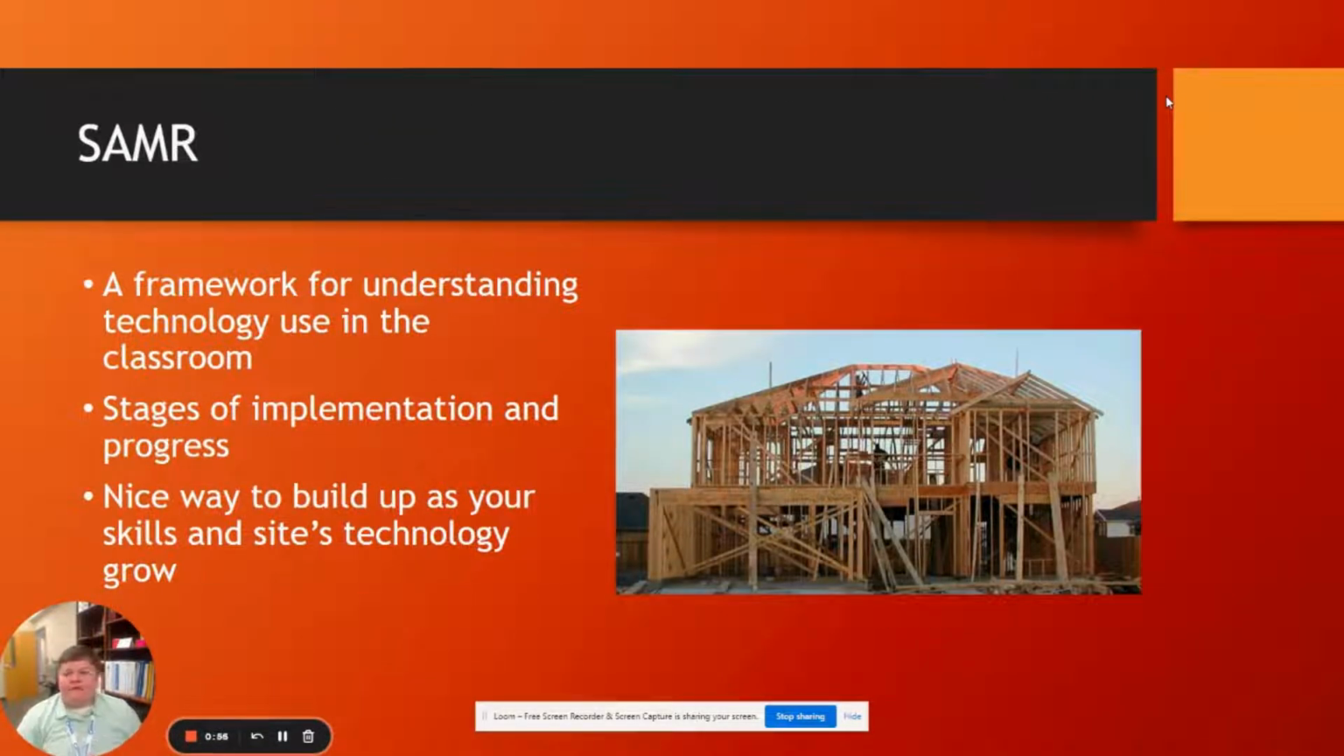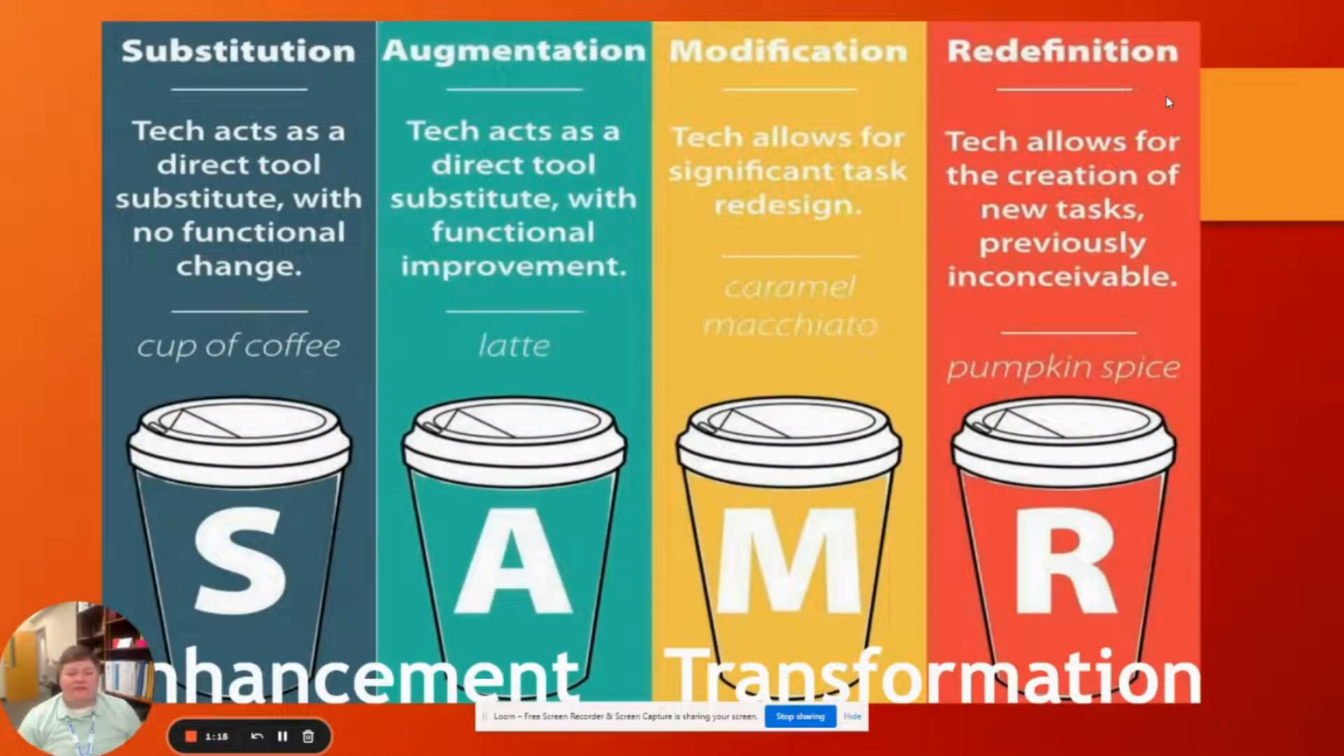SAMR is a framework for understanding technology use in the classroom. There are stages of implementation and progress, and it's a nice way to build up as your skills and technology grow. You start off at the lowest level and then you get to the higher levels in SAMR. So here's the model of how to think about SAMR.